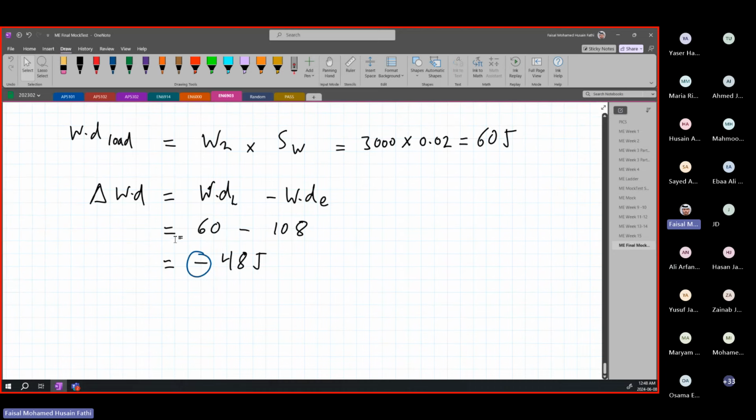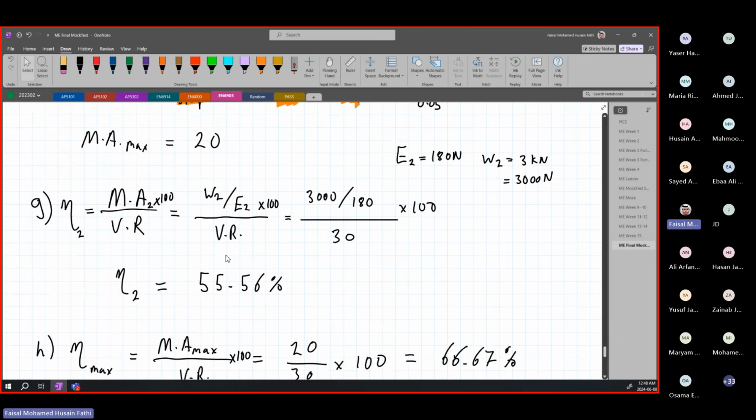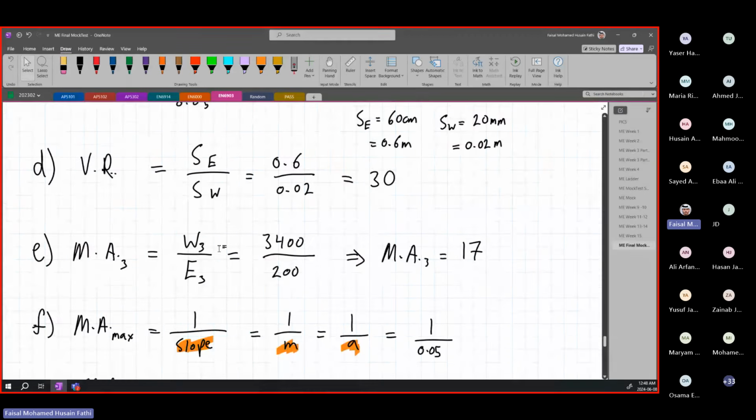And when we get a negative value, this is a loss. This indicates loss. So we can say our work loss due to friction is going to be 48 joules. And that is it for our session today, for our mock test as well. I hope you guys understood everything. I hope I wasn't going way too fast. Hopefully the information became a bit clearer.